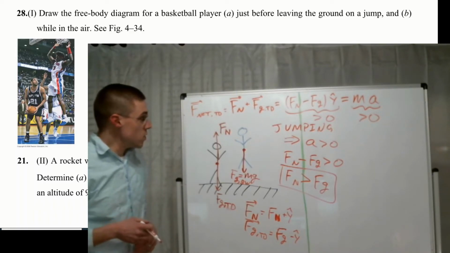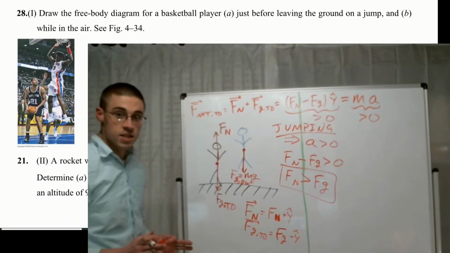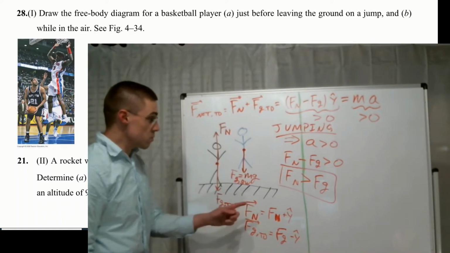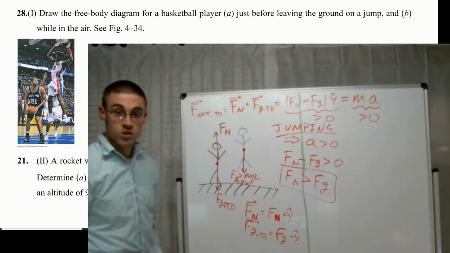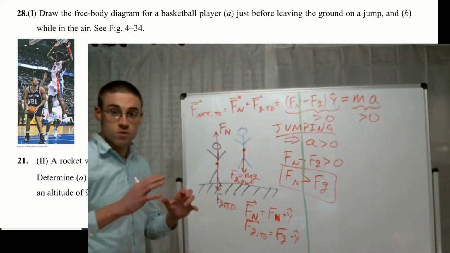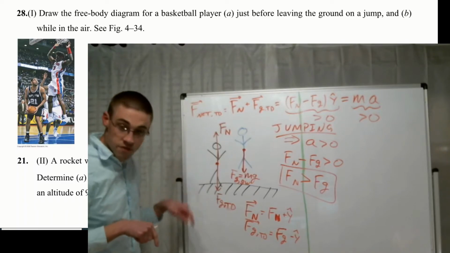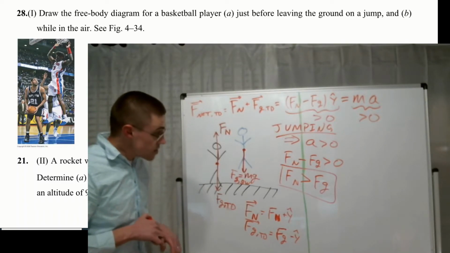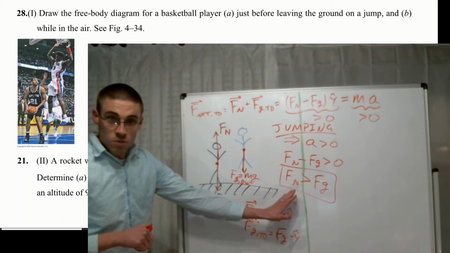Okay, now, what if we knew that he was just standing there, not accelerating at all? Well, that would mean that the normal force was equal to the gravitational force. What if he had just gone up for a rebound, and at this moment he's actually crouching down? His acceleration is going downwards towards the floor. Well, that would mean then that the gravitational force is actually greater than the normal force, right?